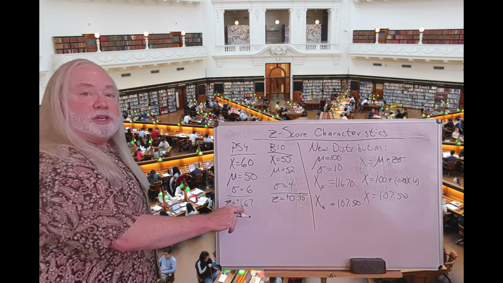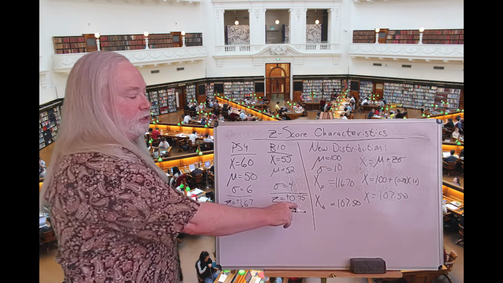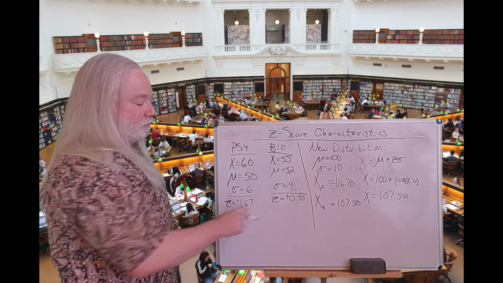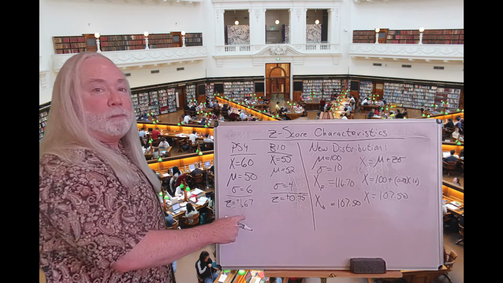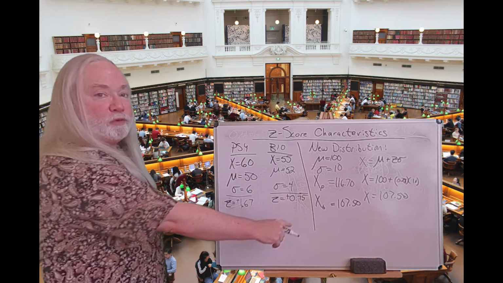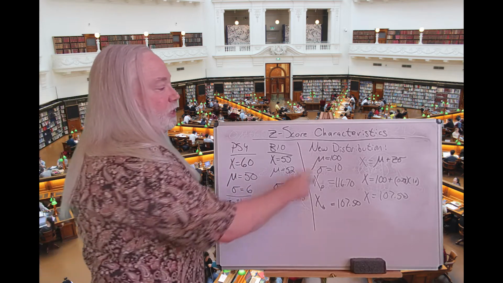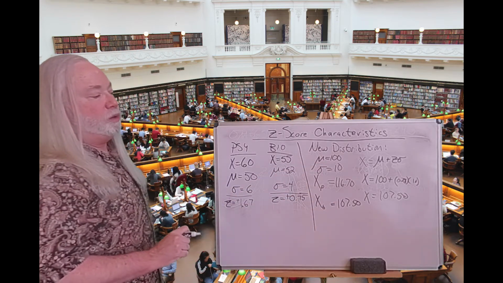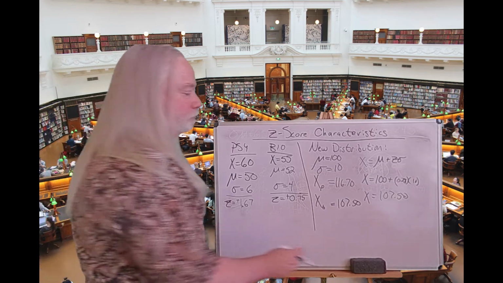Notice that your position in the distribution here was higher than your position in the distribution here. These have been put on the same scale already, so we can compare them. We couldn't do that with the raw scores, but we can compare this distribution performance versus that one. And notice that in the final product, the psych score ends up higher than the biology score, 116 versus 107.